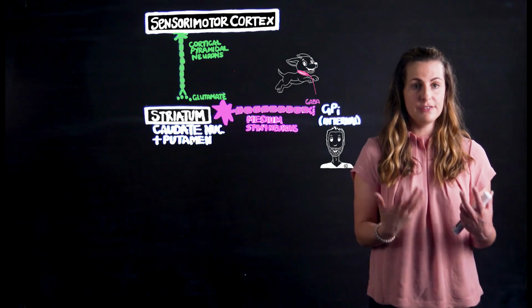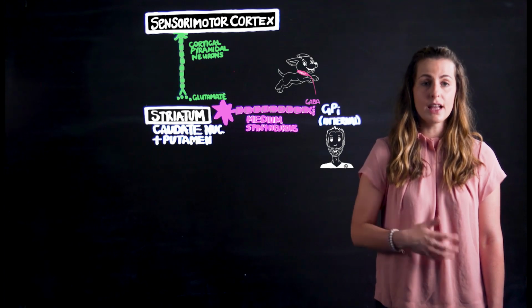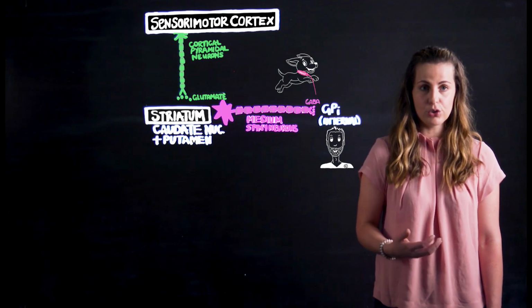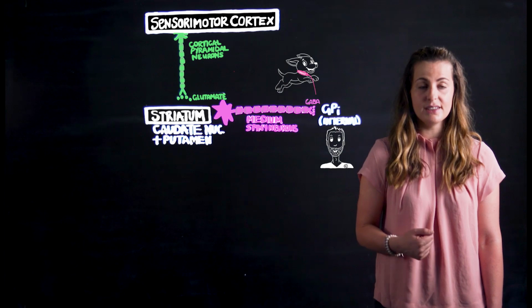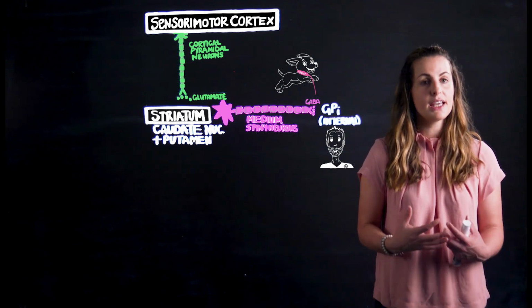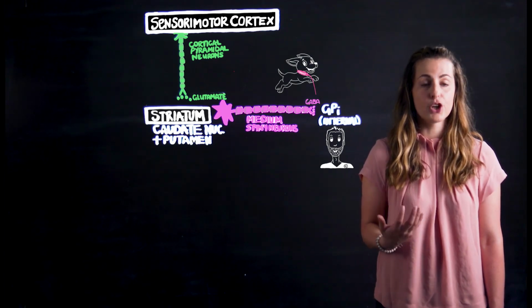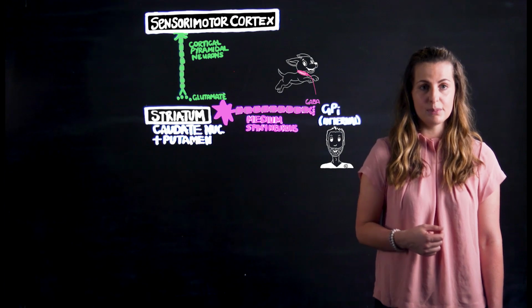If we then try to visualize the relationship between the globus pallidus internal and the thalamus, we have inhibitory neurons located in the globus pallidus internal that are then going to produce GABA that specifically act upon or inhibit the ventroanterior and ventrolateral nuclei in the thalamus.